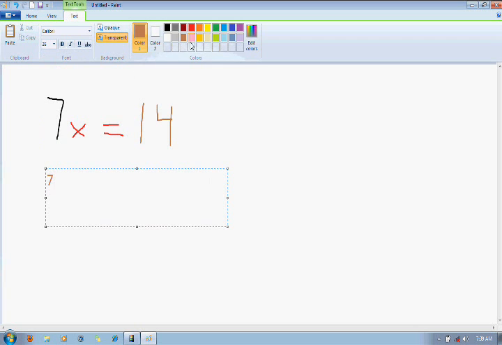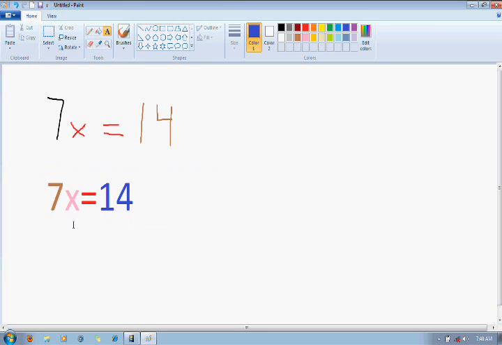7, change the color, x, change the color, equal, 7x plus, what was it? Well, let's just do 7x equals 14. Okay, and we can take a look at it, make it bigger. There we go. 7x equals 14.